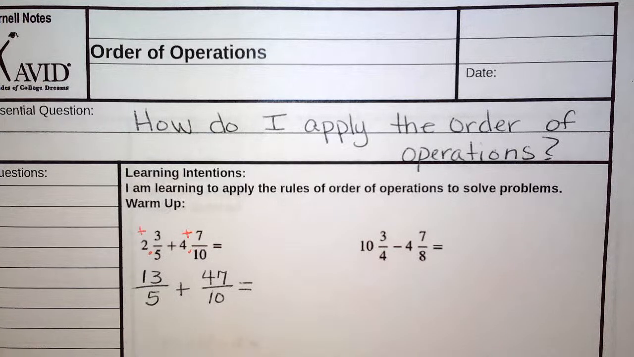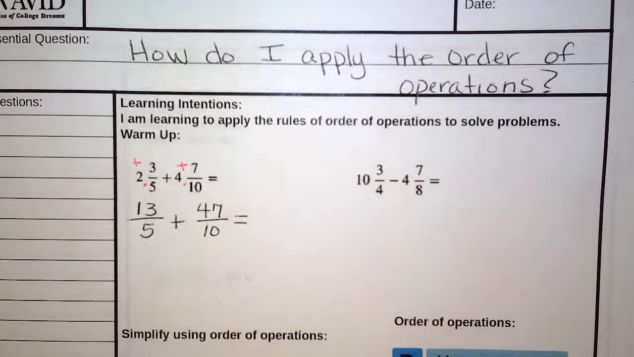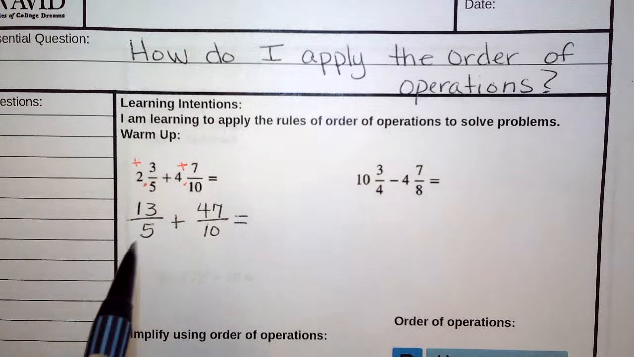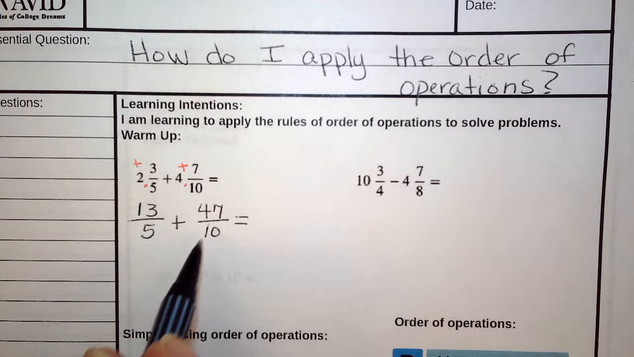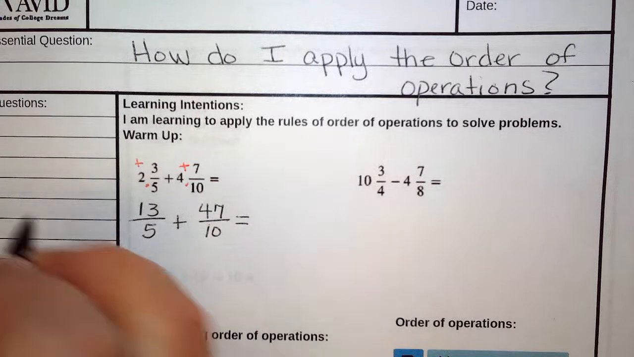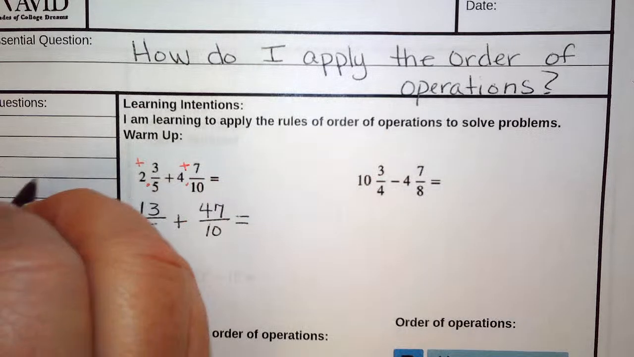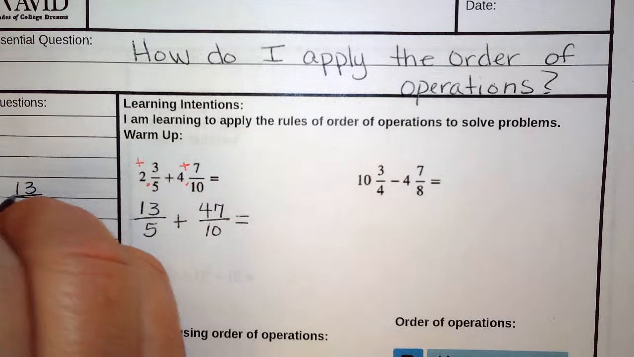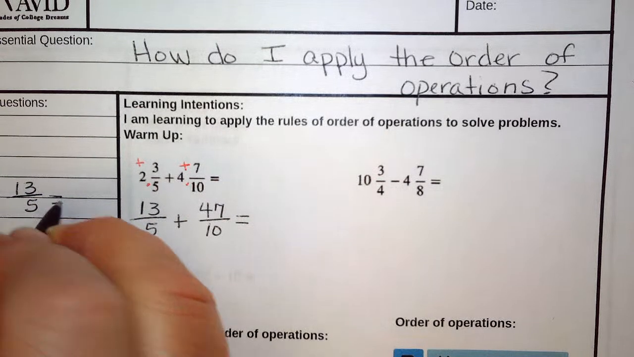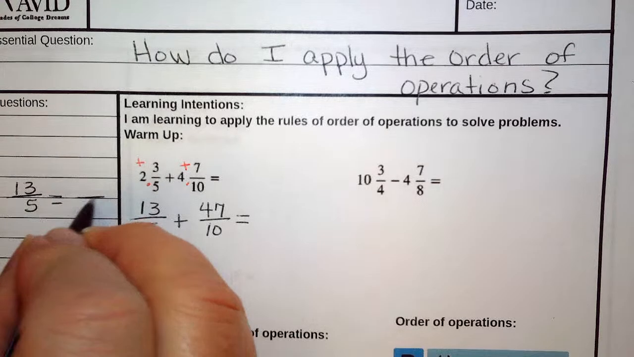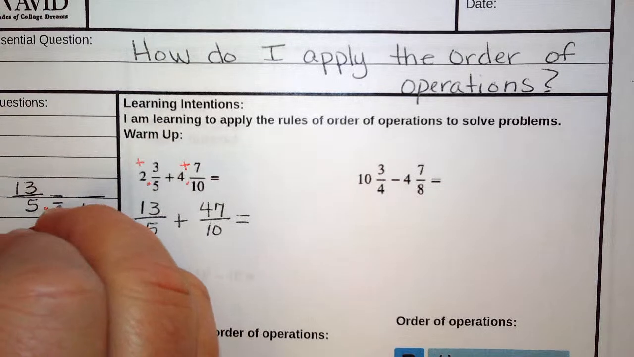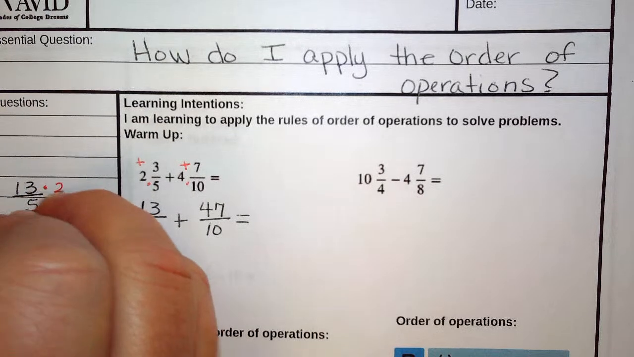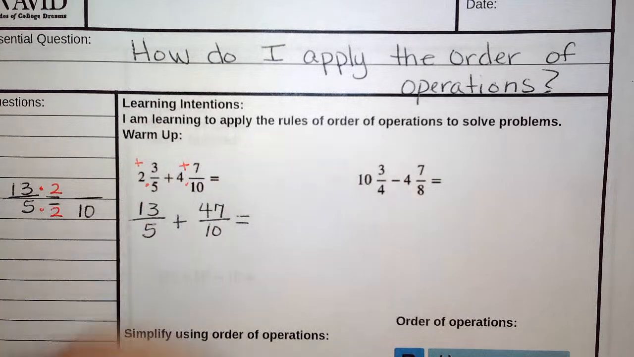Now, I still have a problem because I've got to have that same denominator. But I know that if I multiply 5 by 2, I get 10. So I can make both of these over 10. 13 over 5 equals what over 10? What I do to my denominator, I have to do to the numerator. 5 times 2 is 10. 13 times 2 is 26.